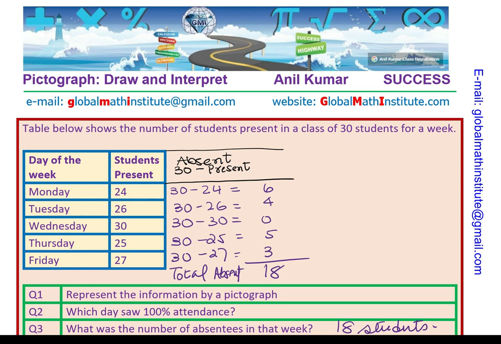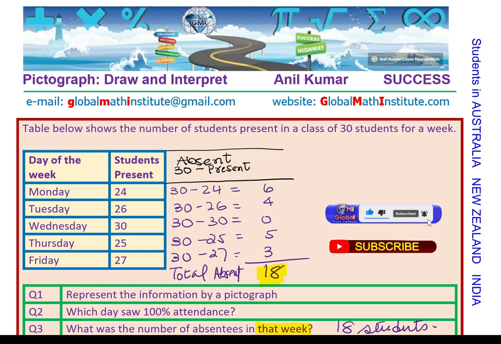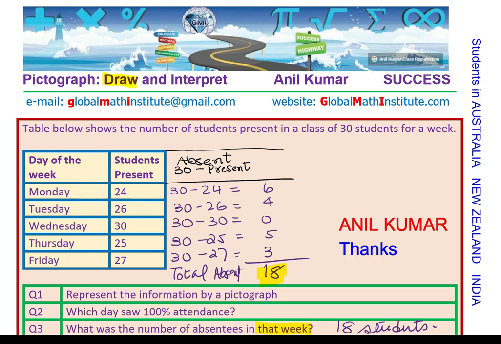So important point was to understand that week, correct? So you have to add them all to get the full number. Is that clear to you? So that is how, see, we have represented or we have drawn a pictograph from the given information. Perfect. So I hope this concept is absolutely clear.